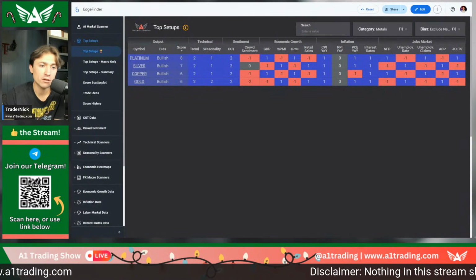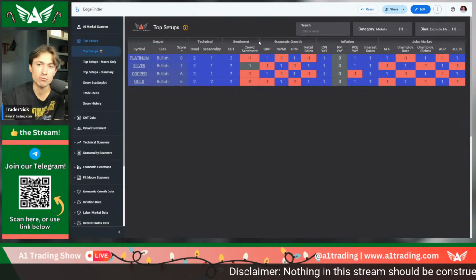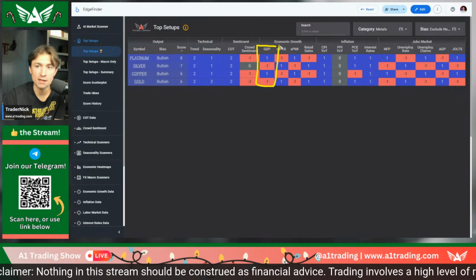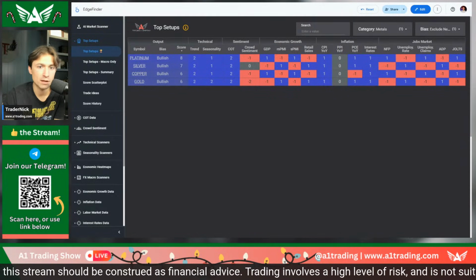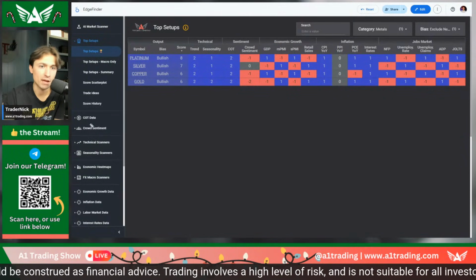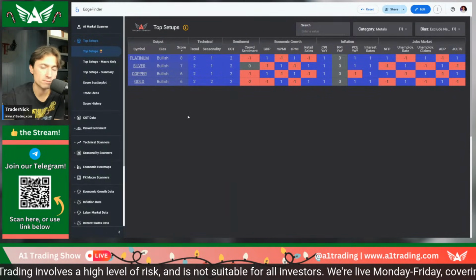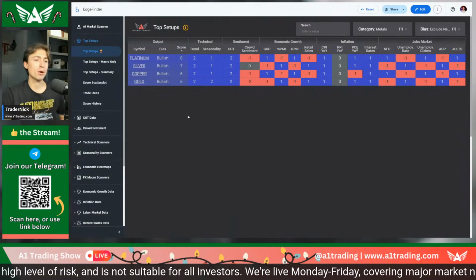So that's what Edgefinder does. It reads in the economic data and automatically, we just did that manually, Edgefinder does it automatically. That's the cool thing about it. And it factors in. Now platinum is getting our strongest reading in terms of metals on the Edgefinder, which is pretty cool. Anyways, guys, up next, we've got Marco taking over the stream.